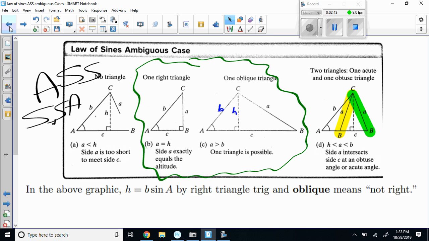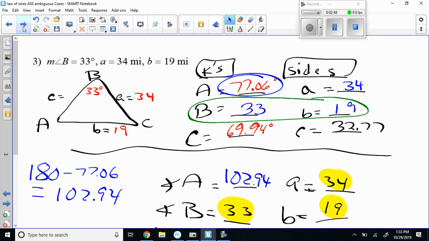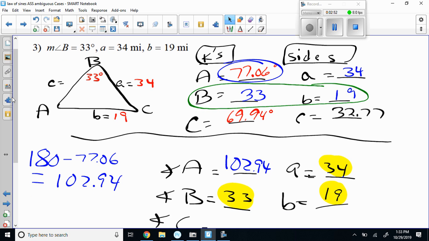We were on number 3, right? When you're looking at this one, the three given bits of information were angle B, side B, and side A, right? Side, side, angle. Ding, ding, ding. We've got a special case. Now, when we solved for angle A, we got 77.06. Y'all remember that?